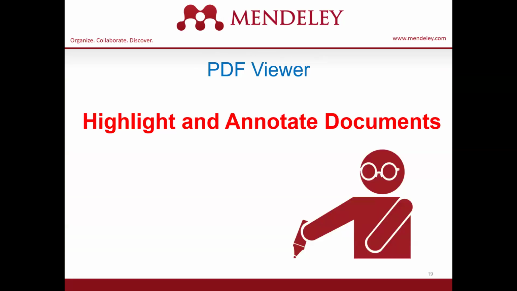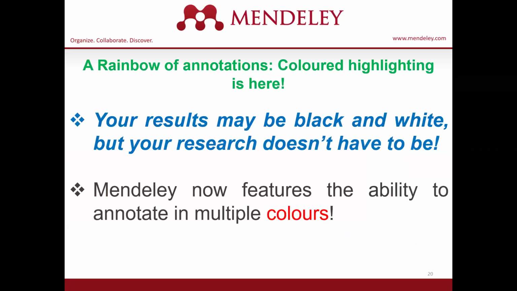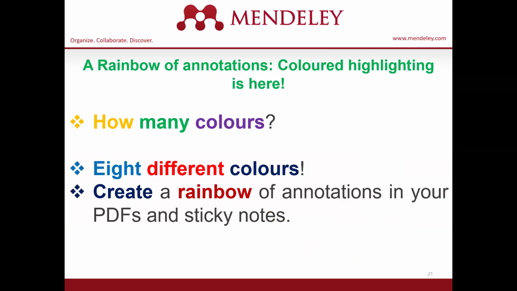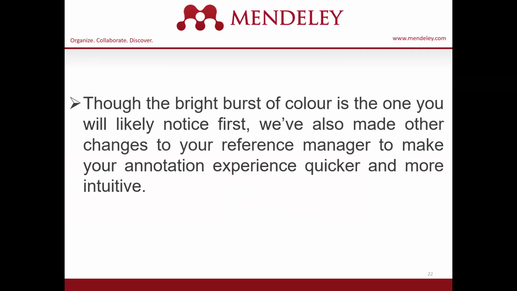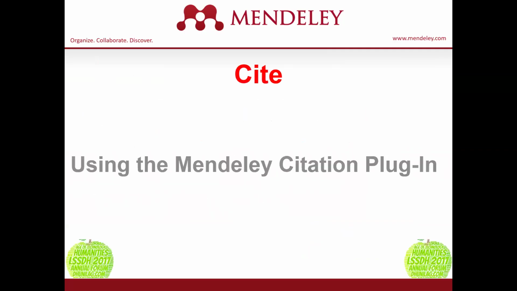So we talked about highlighting and annotating documents. This is basically with the PDFs. And then it has a rainbow of annotations. These are colored highlightings, eight in number, so you can keep on changing depending on what you want to highlight.